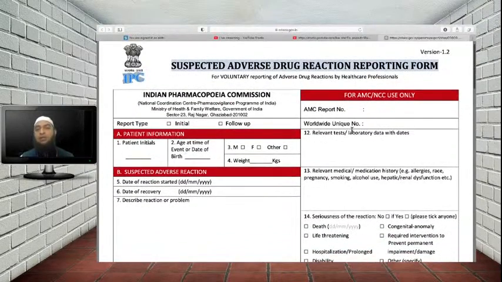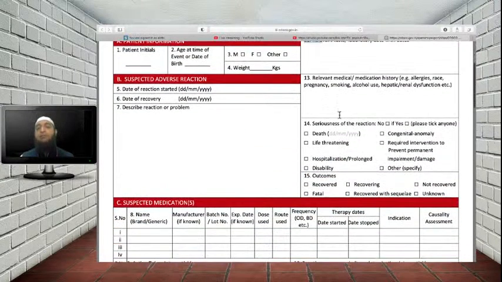Point 12 is the relevant tests and laboratory data, if done. Point 13 is the relevant medical and medication history, like the patient having a history of allergies. Race, we have seen, plays a very important role. He may be from a particular ethnic group and might be suffering from the adverse drug reaction, like we have seen in the case of the Eskimos and the Jews. There is a change in metabolism through the process of acetylation. Some are slow acetylators, some are fast acetylators. So that also you can note down.